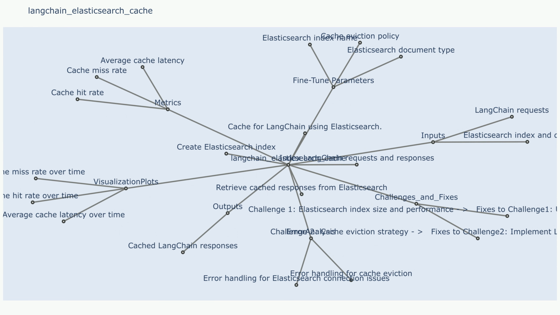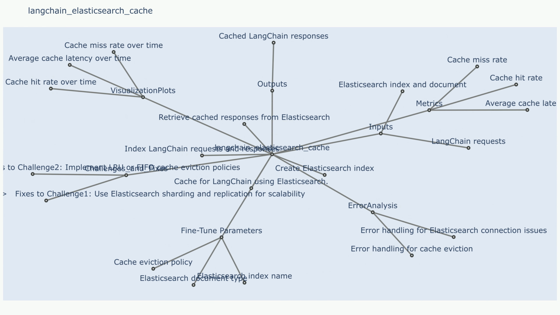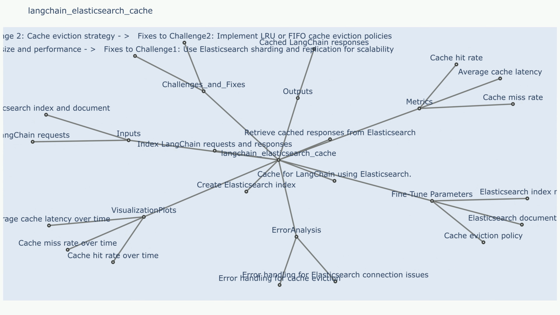Challenges and fixes. Challenge 1: query ambiguity: queries with similar wording but different meanings can result in incorrect cache hits. Sample use case that resulted in challenge 1: a query "What is the capital of France?" might be incorrectly matched with a cached response for "What is the currency of France?" Fixes to challenge 1: use more sophisticated similarity functions for query matching. Implement query understanding capabilities to differentiate queries with similar wording but different intentions.